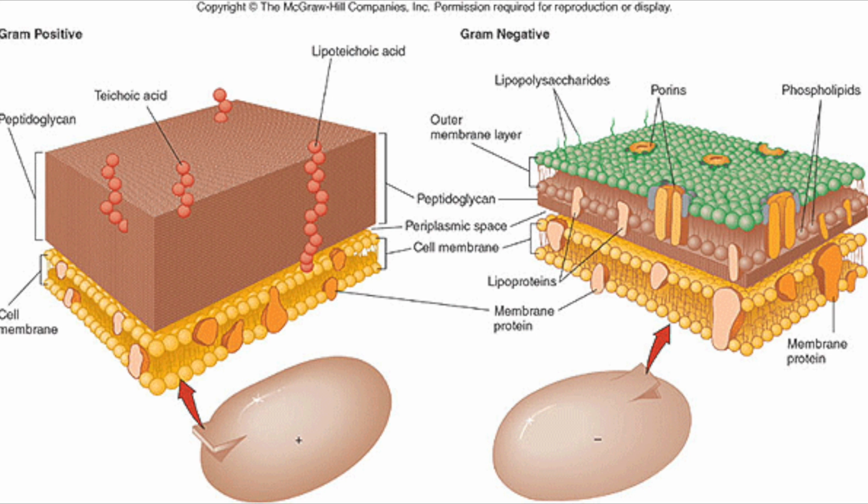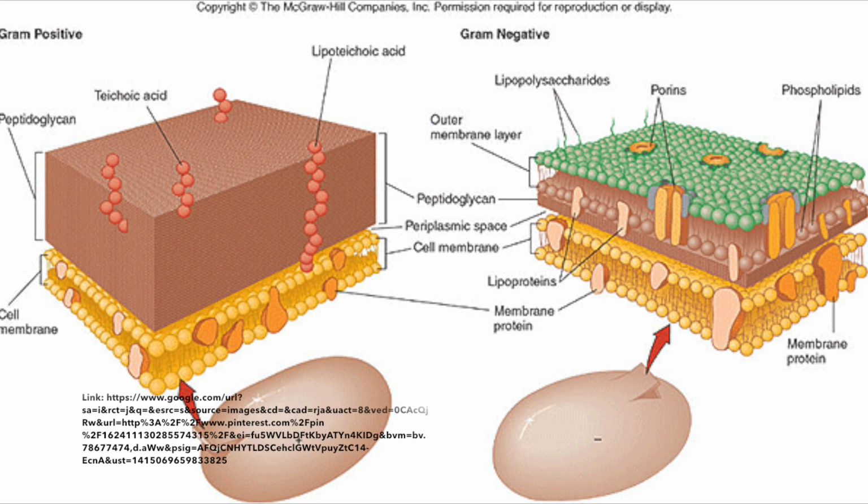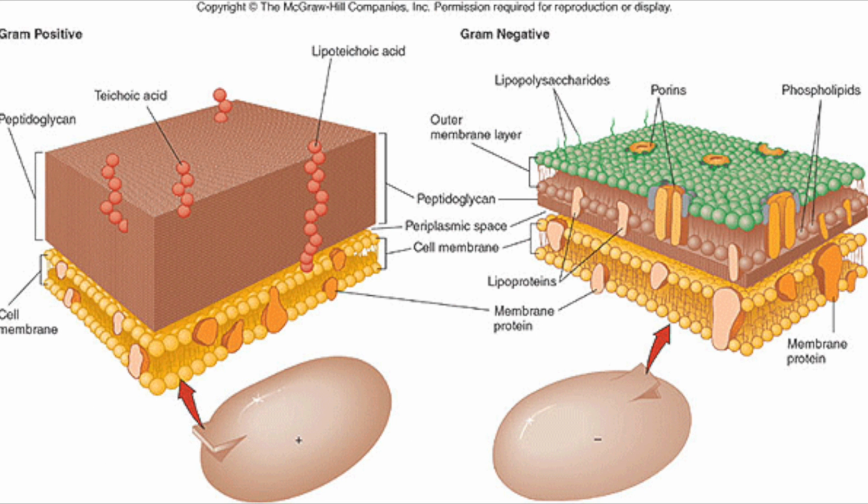Scientist Hans Christian Gram came up with an experiment to test the resistance of bacteria to antibiotics. In his test, the bacteria that turned a violet color were gram-positive, and the ones that do not turn a violet color are gram-negative. Gram-positive cells have a thicker layer of peptidoglycan in their cell wall, and the gram-negative cells have a thinner layer of peptidoglycan in their cell wall. Gram-negative bacteria were more resistant to antibiotics compared to gram-positive bacteria.